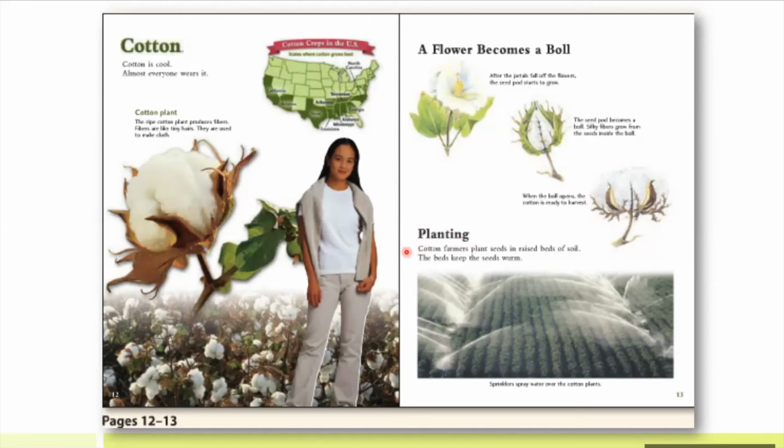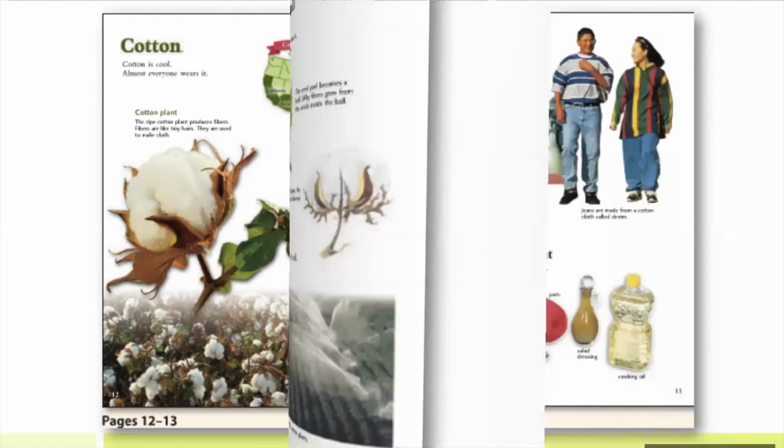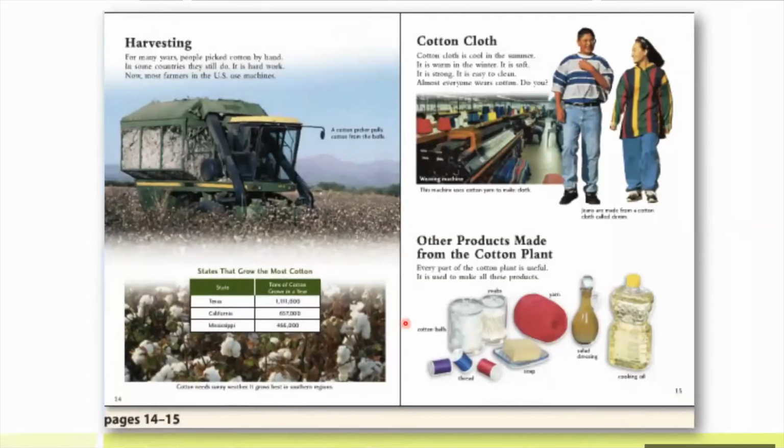Planting. Cotton farmers plant seeds in raised beds of soil. The beds keep the seeds warm. Harvesting. For many years, people picked cotton by hand. In some countries, they still do. It is hard work. Now, most farmers in the US use machines.